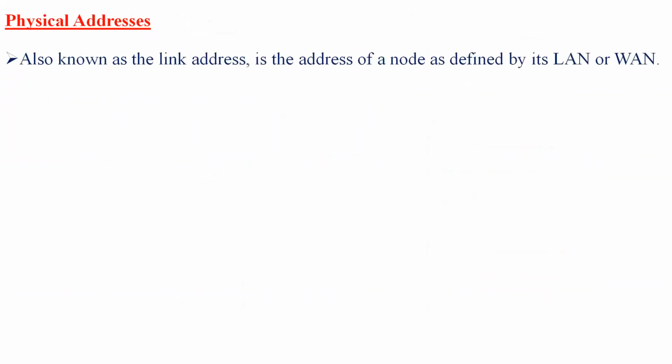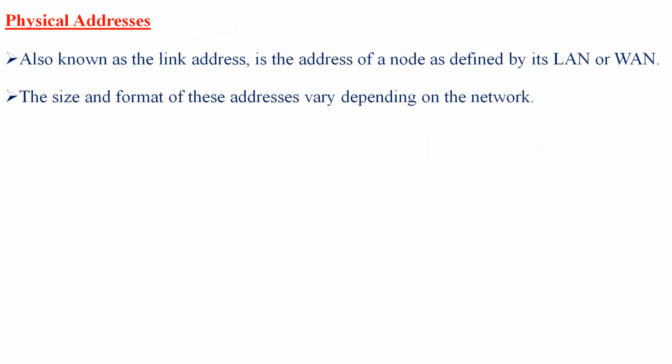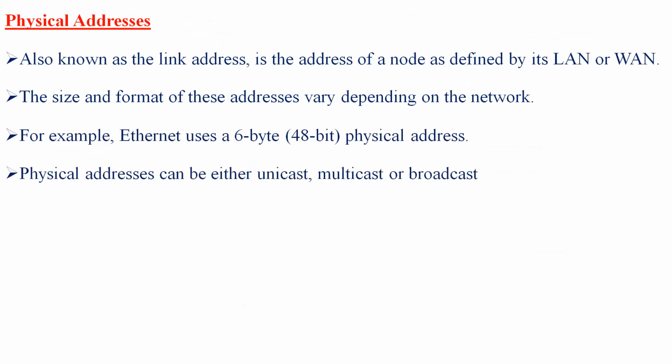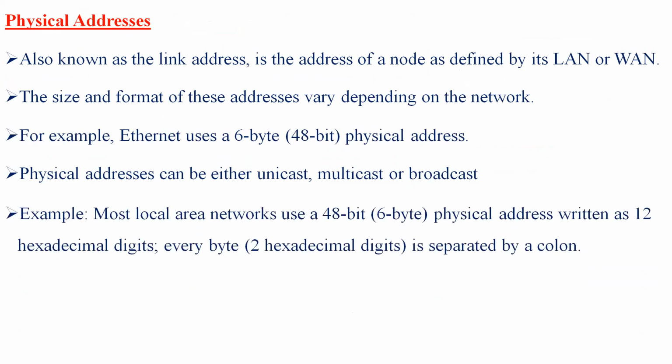Firstly, we have the physical address, also known as the link address. It is the address of a node as defined by the LAN or WAN. The size and format of these addresses vary depending on the particular network. For example, Ethernet uses a 6-byte physical address. This physical address can be unicast, multicast, or broadcast, in a MAN, LAN, or WAN.